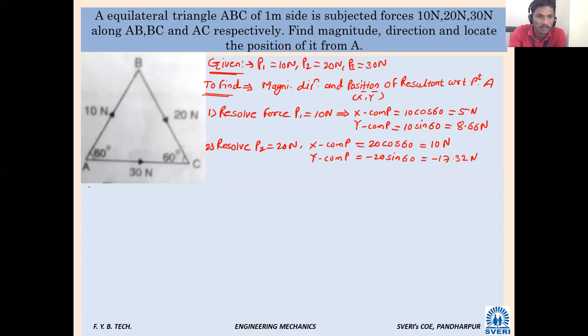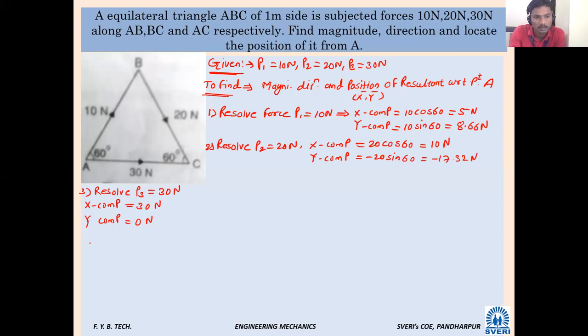Third, resolve the force P3, which is 30 Newton. X component is 30 Newton. Y component will be 0.